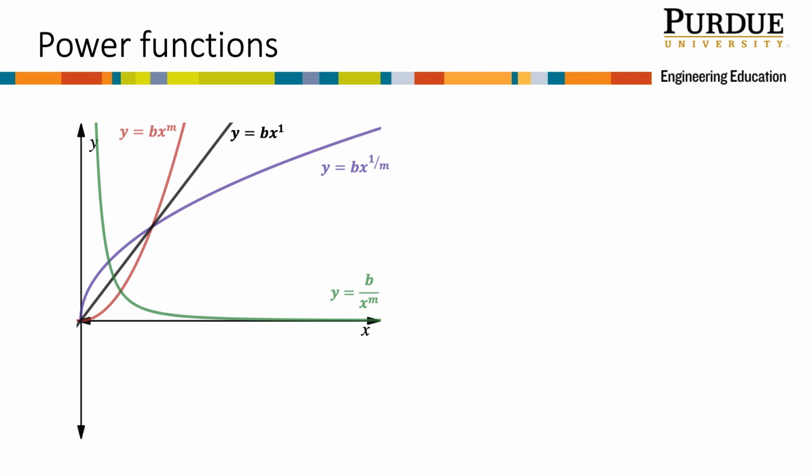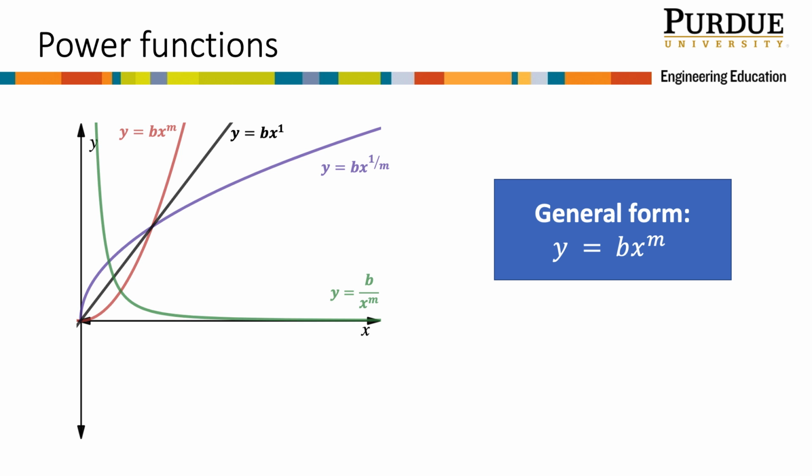Power functions have many different shapes. The general form of the equation is y = b times x to the m. The basic shapes differ based on the value of m. When m is 1, that makes the shape a line. When m is greater than 1, the shape looks like this red one. When m is between 0 and 1, the shape looks like the purple graph. And when m is negative, the shape looks like the green graph. For all but m being negative, the power functions go through the origin. However, when m is negative, both the x and y axes act as asymptotes.